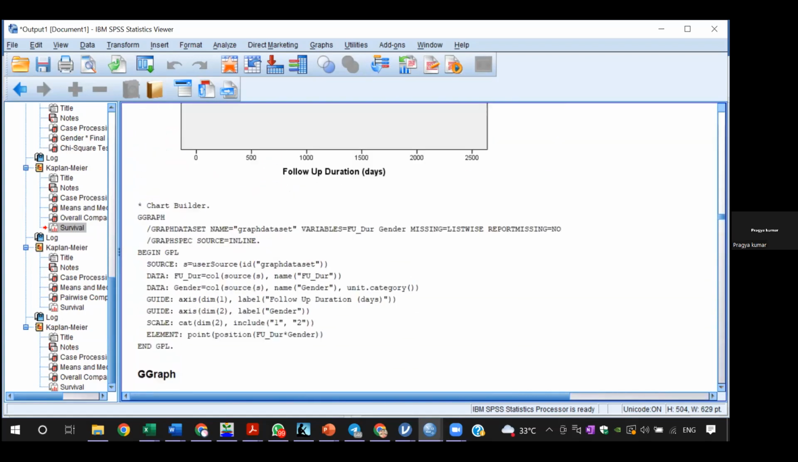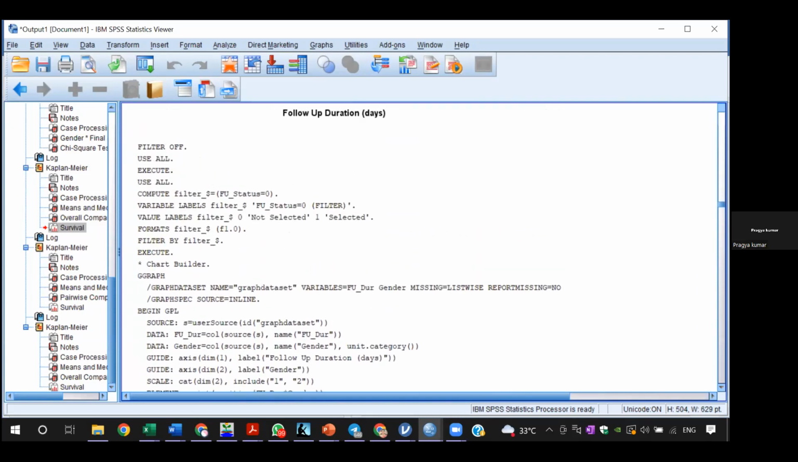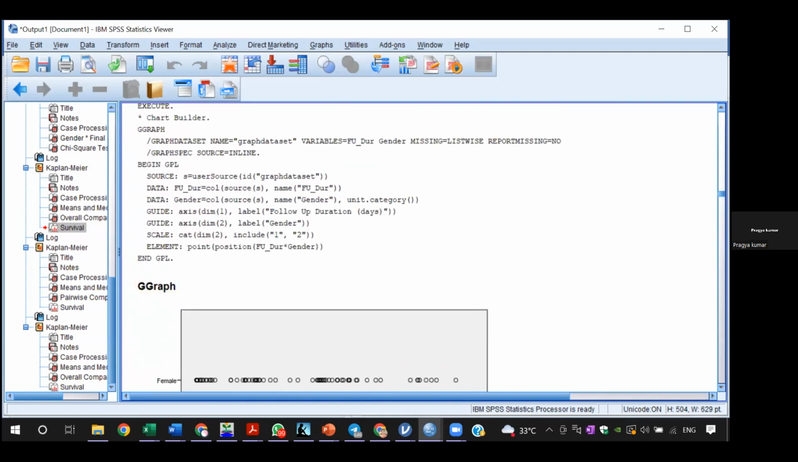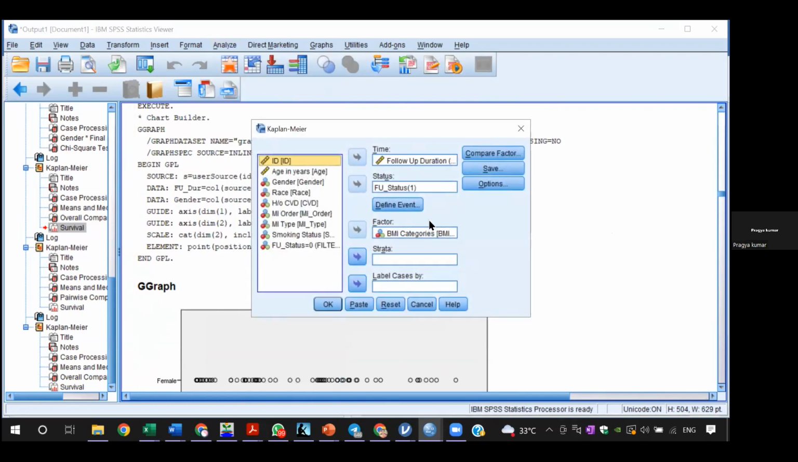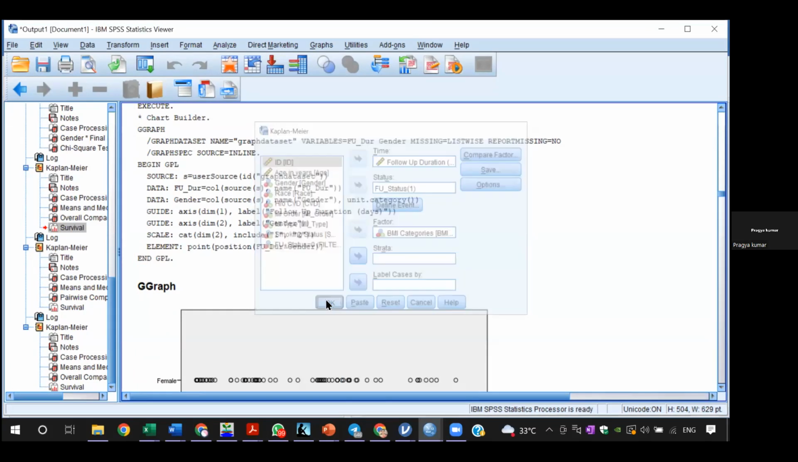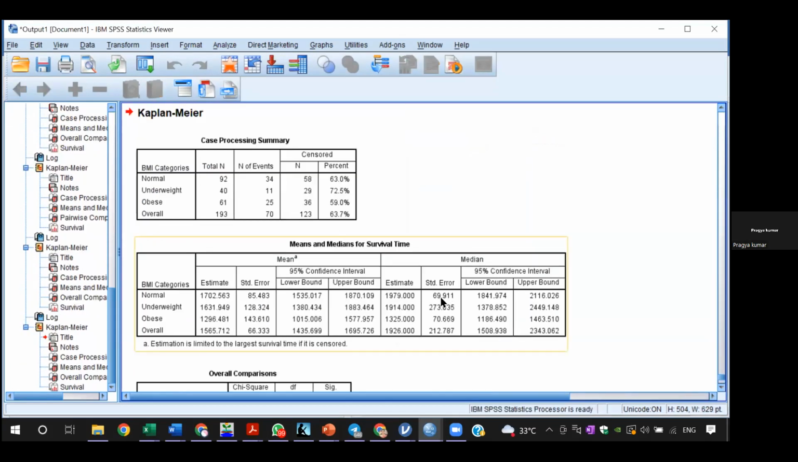Let me see that graph. Yes, it is there, in the median survival time. I'll perform the analysis once again. Wait. So maybe if you go to analyze, survival, Kaplan-Meier. Okay, this you are asking. Standard error, and the lowest and highest. This one. Standard error, right?